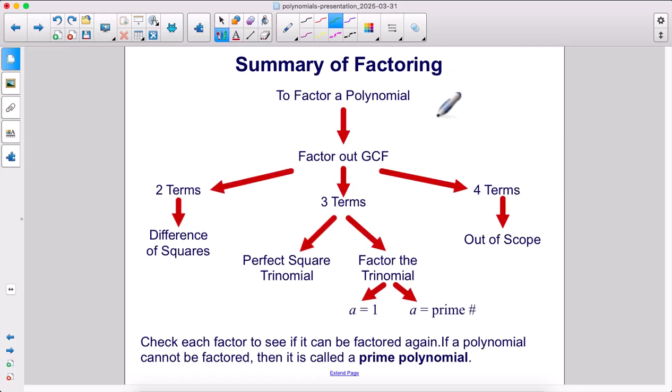Summary of factoring. To factor a polynomial, first factor out the greatest common factor. If there's 2 terms, use difference of squares. If there's 3 terms, it might be a perfect square trinomial. Otherwise, factor the trinomial. If there's 4 terms, it is out of the scope of this class. Check each factor to see if it can be factored again. If a polynomial cannot be factored, then it is called a prime polynomial.